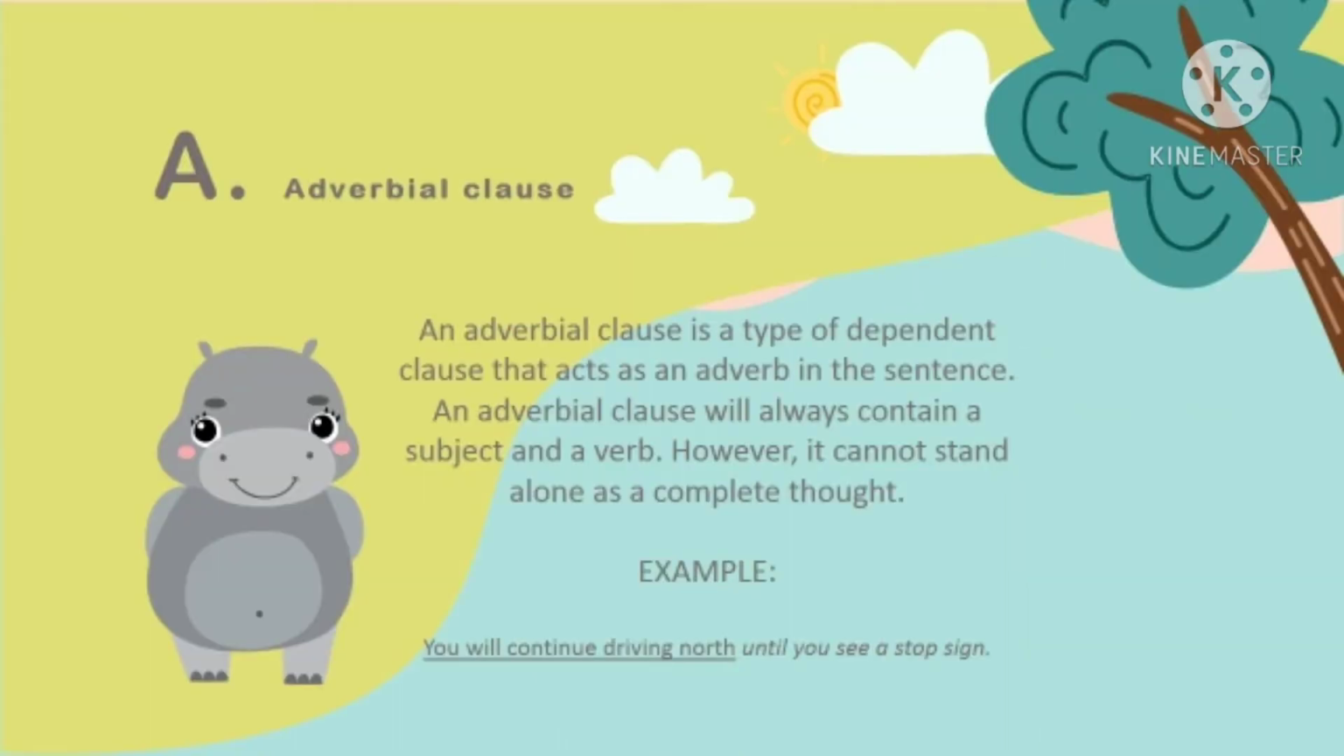The first type is the adverbial clause. An adverbial clause is a type of dependent clause that acts as an adverb in the sentence. An adverbial clause will always contain a subject and a verb. However, it cannot stand alone as a complete sentence. For example, you will continue driving north until you see a stop sign.